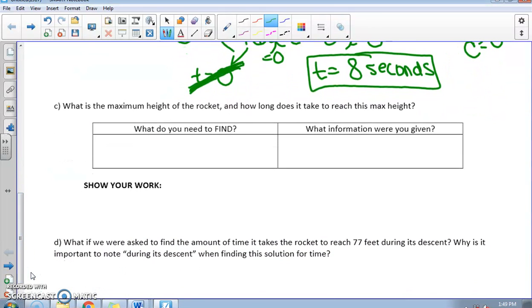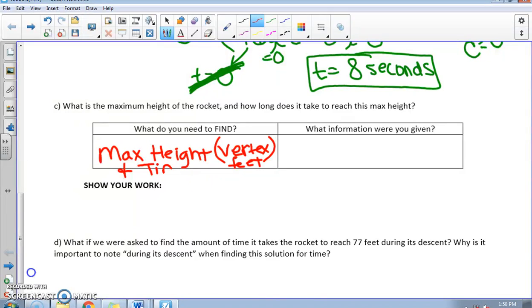Now our next question, what is the max height of the rocket and how long does it take to reach this max height? So the question is, what is the max height? Which really means we're trying to figure out the vertex of the parabola. Okay, so we're trying to find the max height in feet as well as the time it takes to get there. And that's still the vertex, so times in seconds. Vertex is our time and our height at that time.